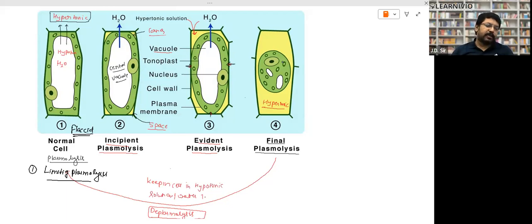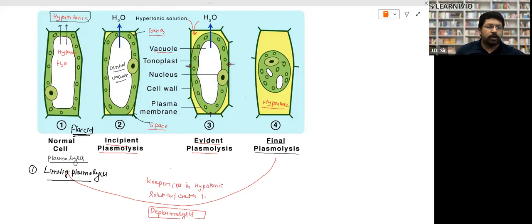So tell me, is it clear? The question I have seen asked many times from this concept: What is the incipient plasmolysis, or what is the evident plasmolysis? What is the limiting plasmolysis? And there will be four statements, and you have to identify which is the correct statement or which is the correct concept. Tell me, both of you, Saviz and Rabia, is it clear? Yes, sir, clear. Okay.